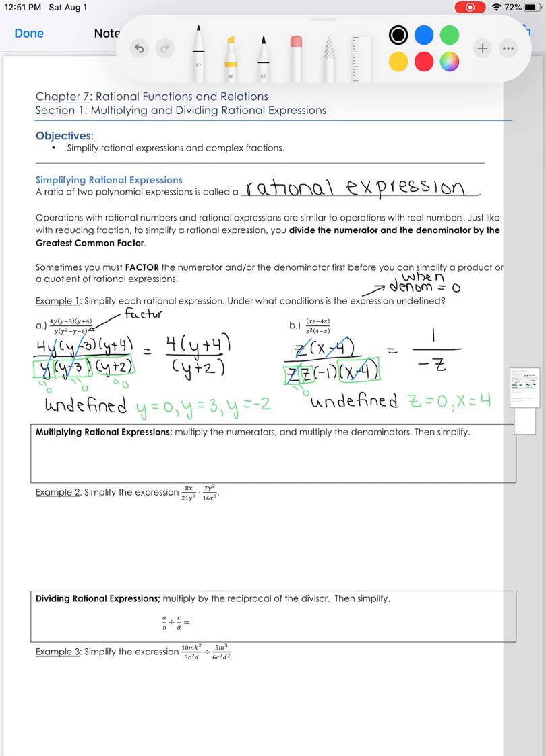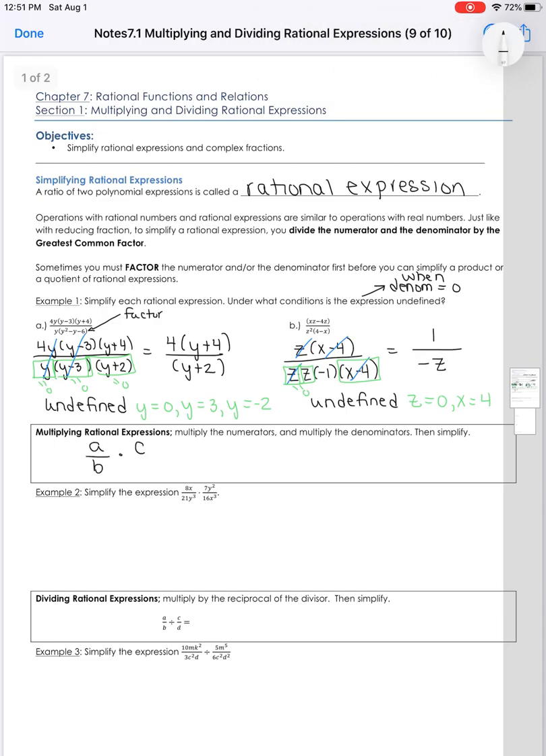When we're multiplying, we multiply the numerators and we multiply the denominators. So if we have a over b times c over d, for a basic fraction, you would get ac over bd. But what you're going to find is you don't actually want to multiply this stuff out because you have to factor it in the end, and it's a lot harder to do that when you make the numbers so big. So if I rewrite it right here, 8x over 21y to the third times 7y to the second over 16x to the third.